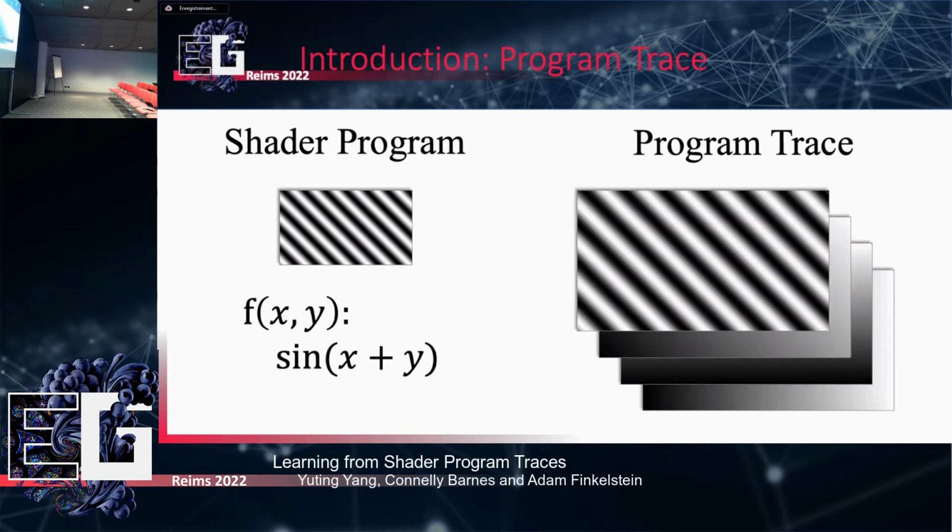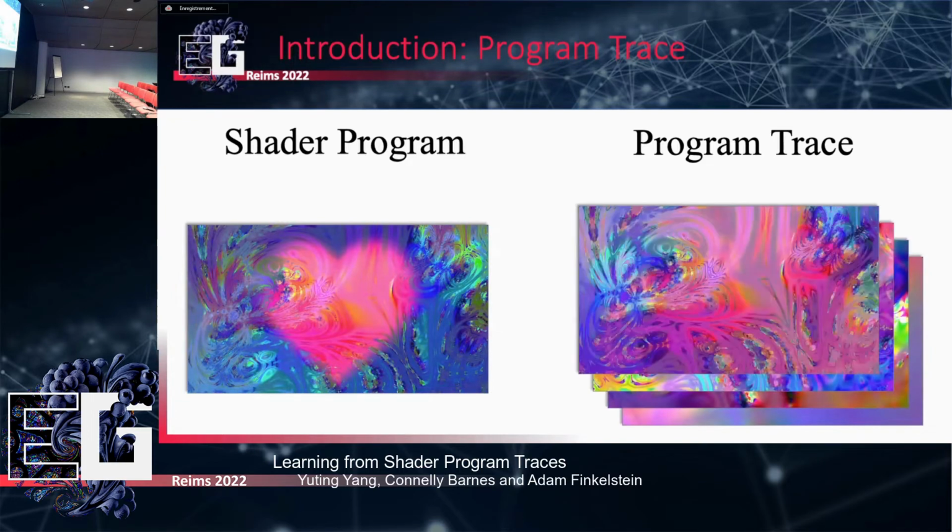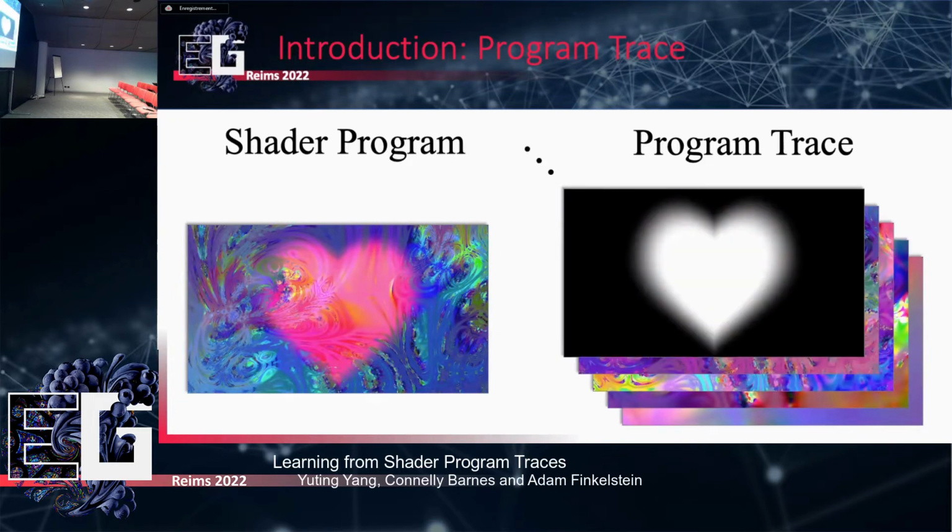Because the shader programs generate 2D images, we can also think of the trace as a series of 2D feature maps, or a 3D tensor. This is a much more complicated program called Tribal Heart. Its program trace contains features that progressively generate the psychedelic appearance, as well as a mask in the shape of the heart. Here, we are only showing 5 examples of trace entries, but there are actually hundreds of them.